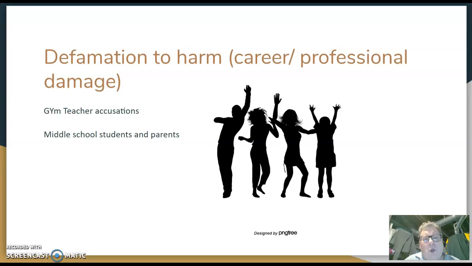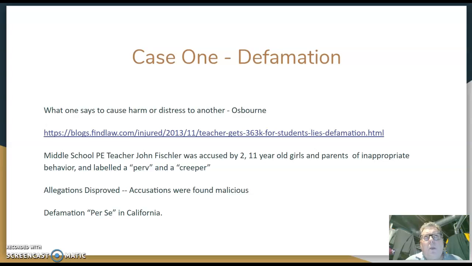Now, the first case that I would look at, defamation to harm, the harm caused was professional damage. Talking about a middle school phys ed teacher accused by a couple of girls in class of inappropriate behavior, inappropriate touching of students, accused of peering into the locker rooms, and so forth. And as it happens, the teacher, John Fischler, was able to prove that the allegations were false, and also they were based in malice.